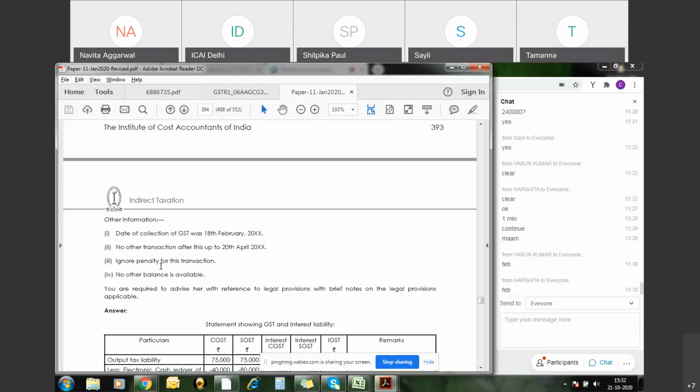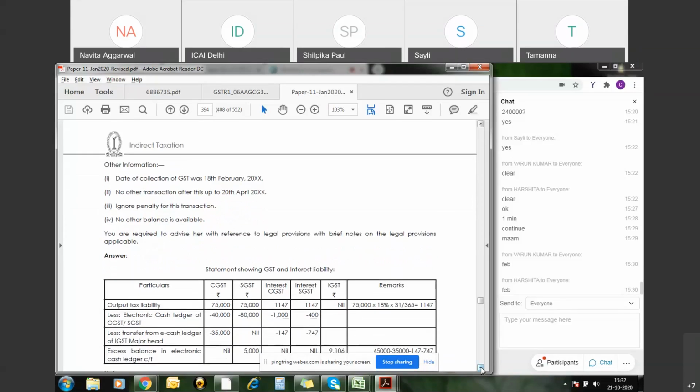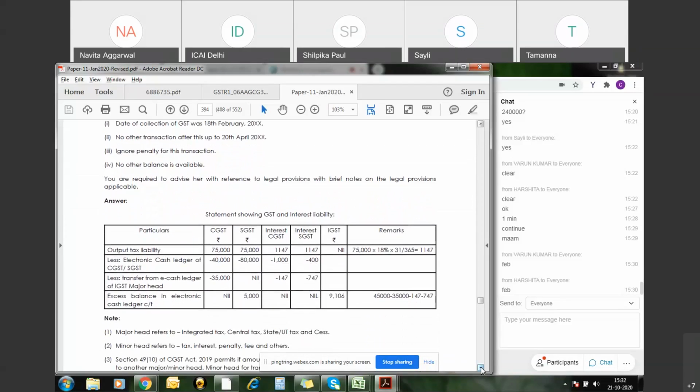Ignore penalty for this transaction. No other balance is available. You are required to advise her with reference to legal provisions, with a brief note on the legal provisions applicable. So, what was the liability? The liability for the month is 75,000 under CGST and SGST.